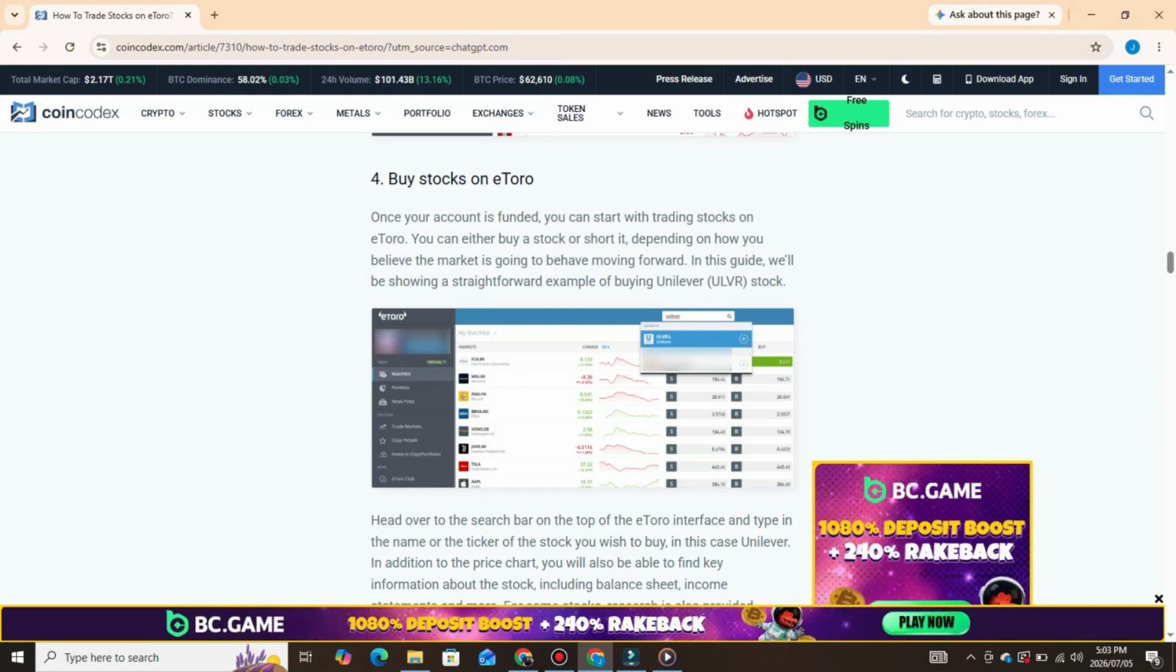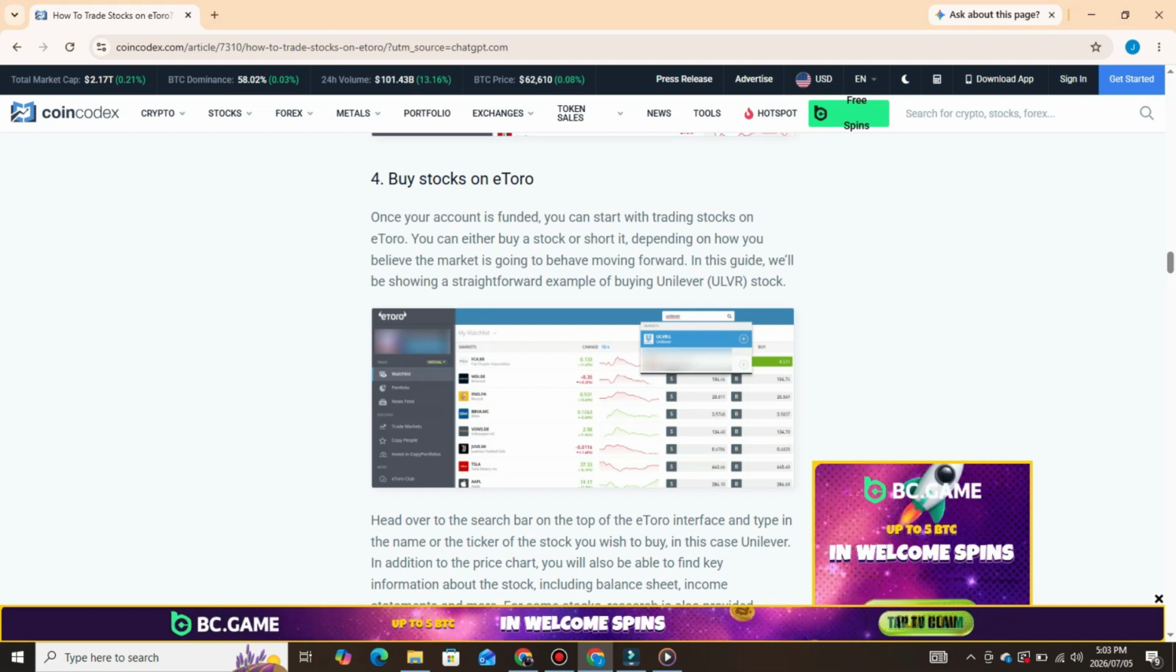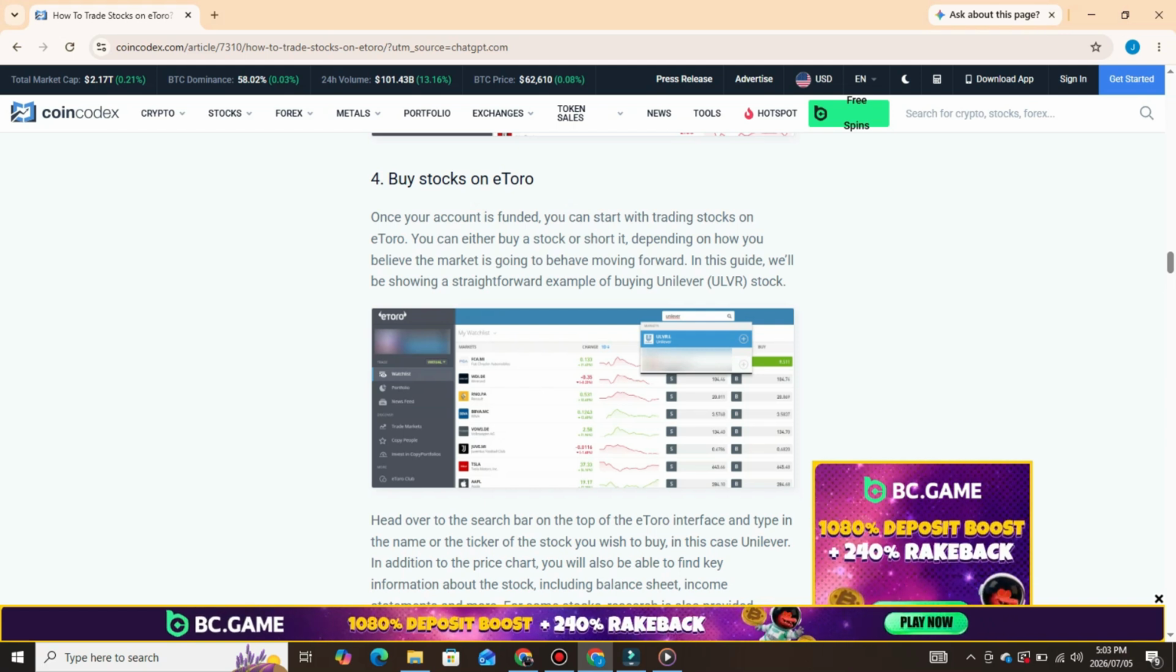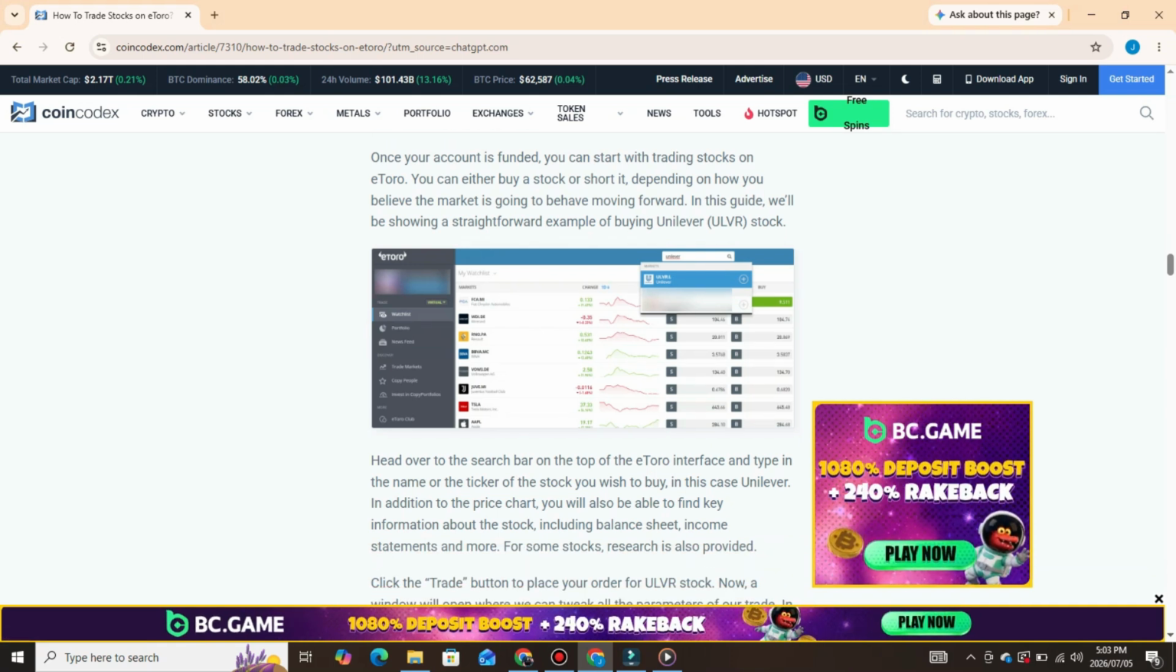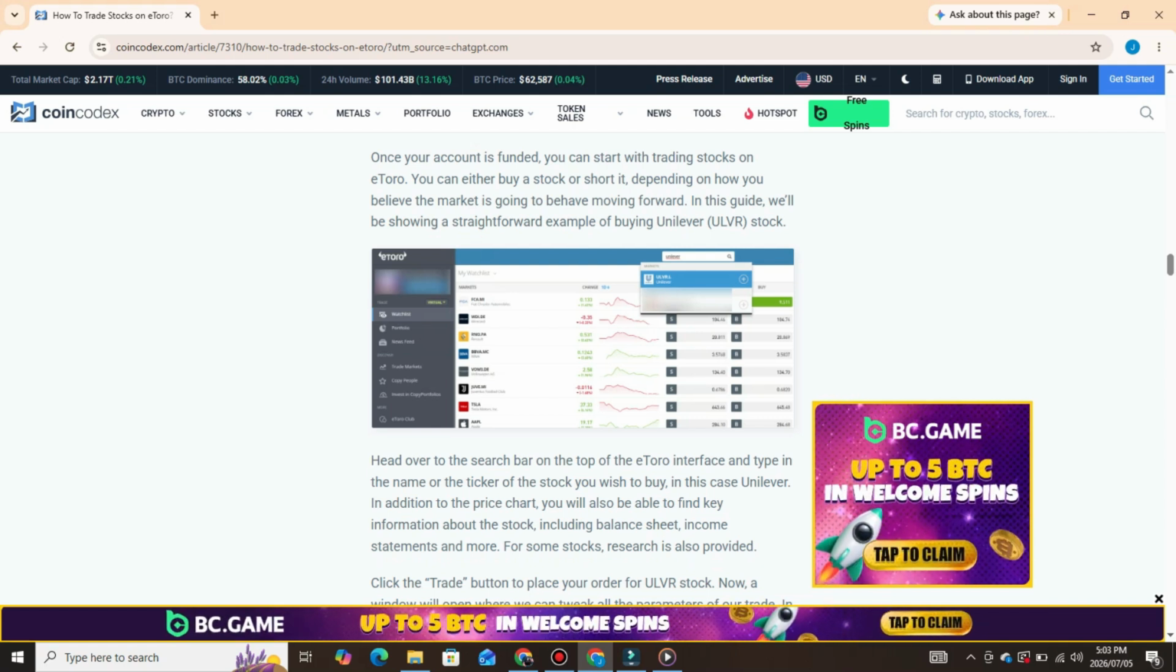So let's get started. Once your account is funded, you can start trading stocks on eToro. You can either buy a stock or short it, depending on how you believe the market is going to behave moving forward. In this guide, we'll be showing a straightforward example of buying Unilever, ULVR, stock.